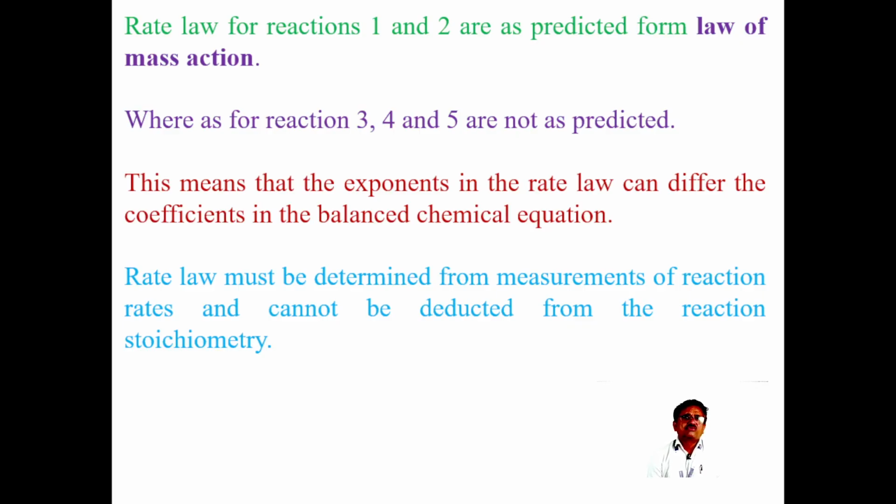Now the rate laws for reactions 1 and 2 are as predicted from the law of mass action, whereas for reactions 3, 4 and 5 they are not as predicted. So this means that the exponents in the rate law can differ from the coefficients in the balanced chemical equation. The rate law must be determined from measurements of reaction rates and cannot be deduced from the reaction stoichiometry.